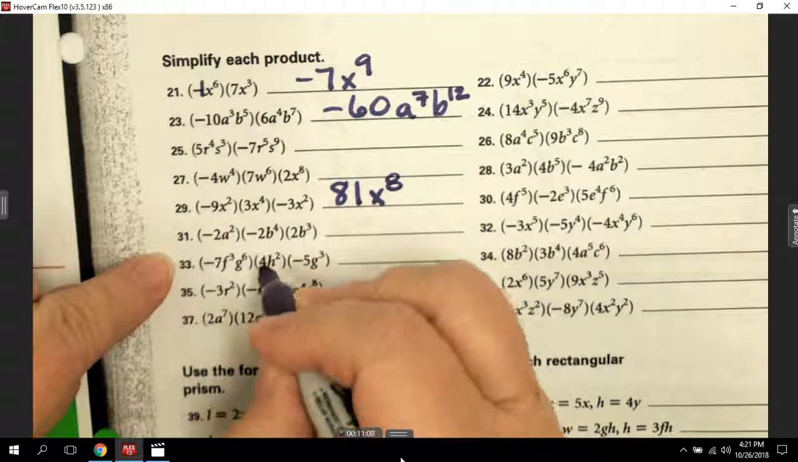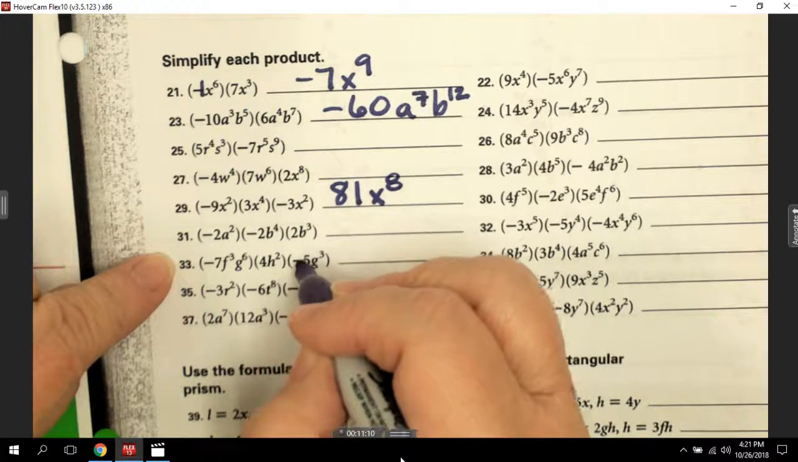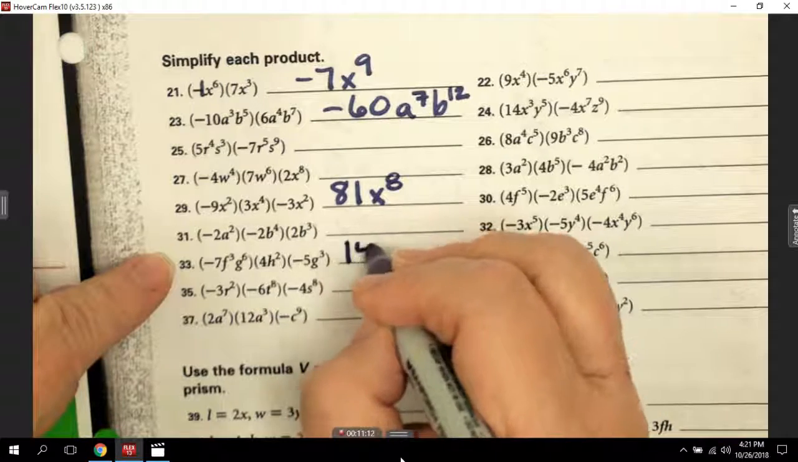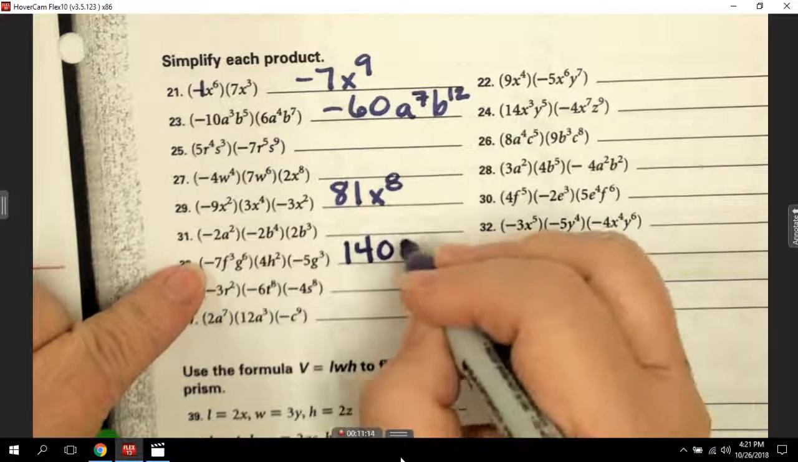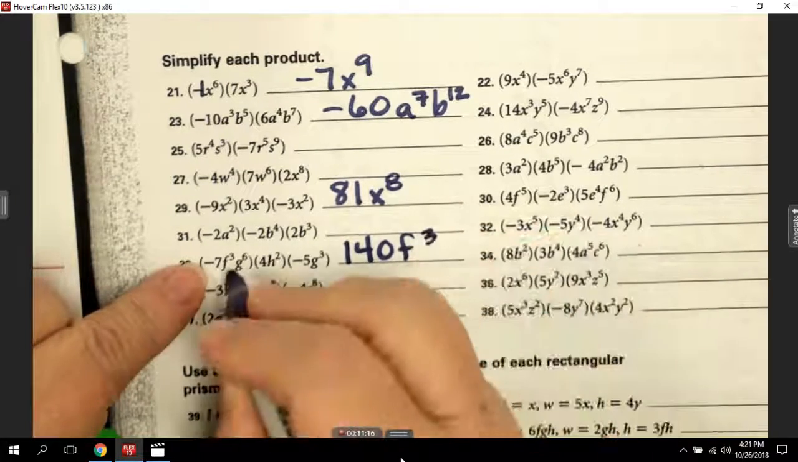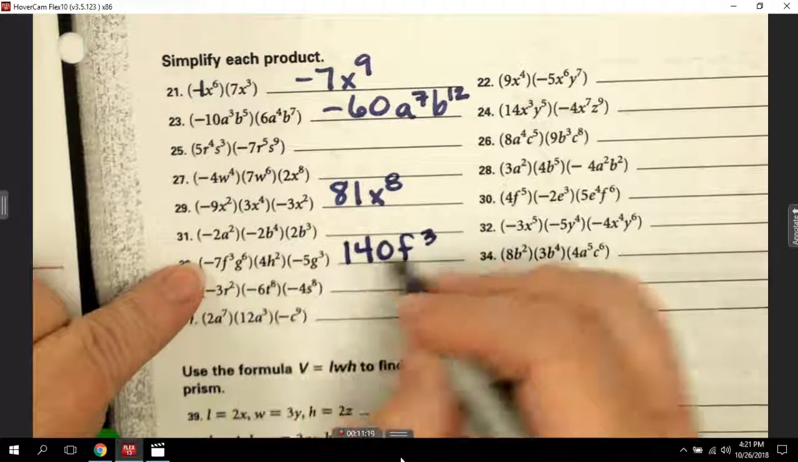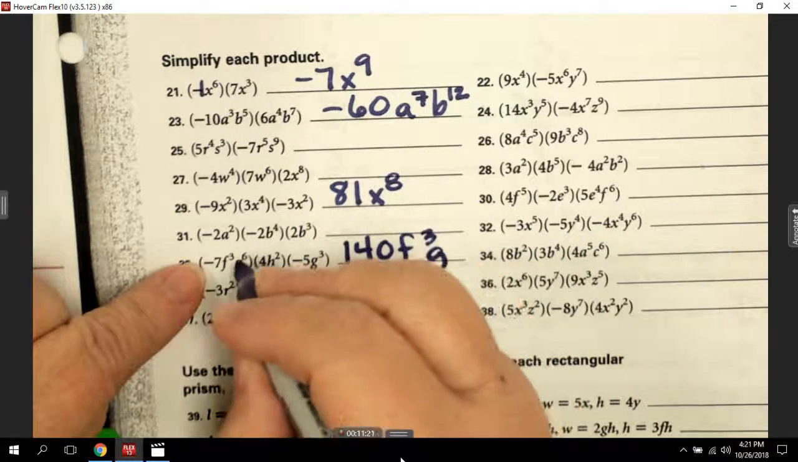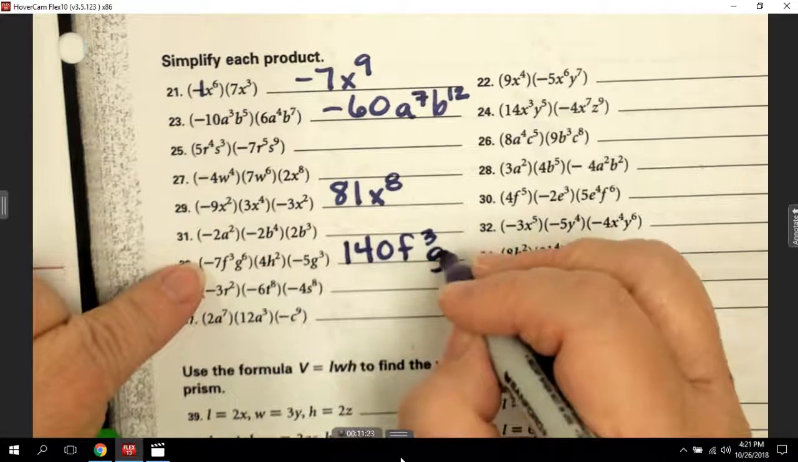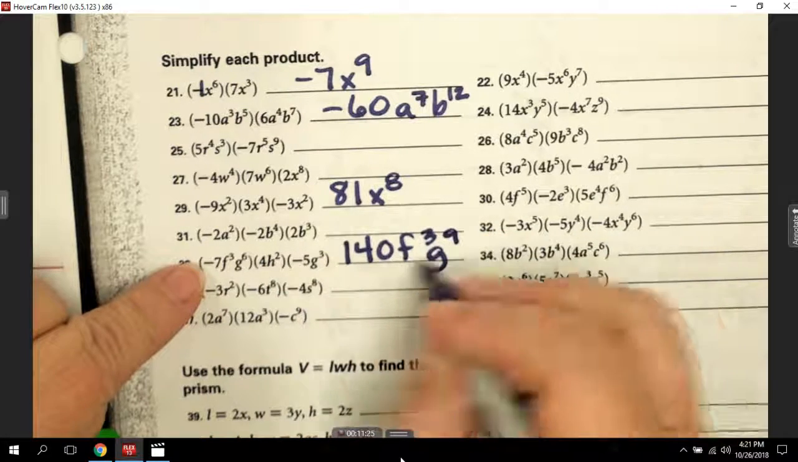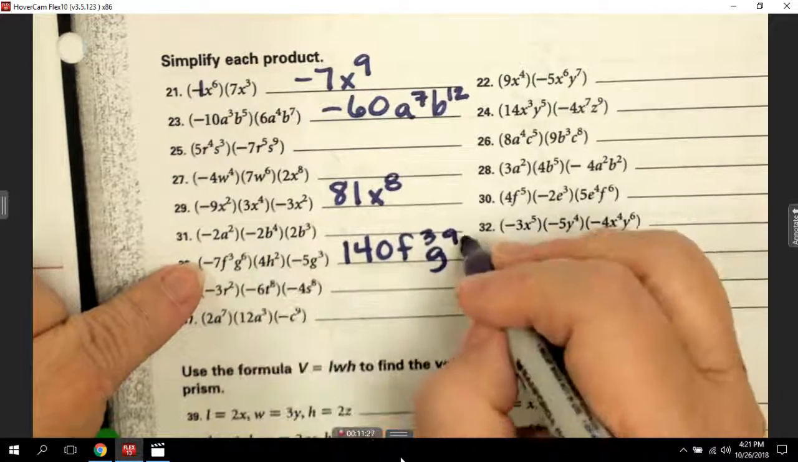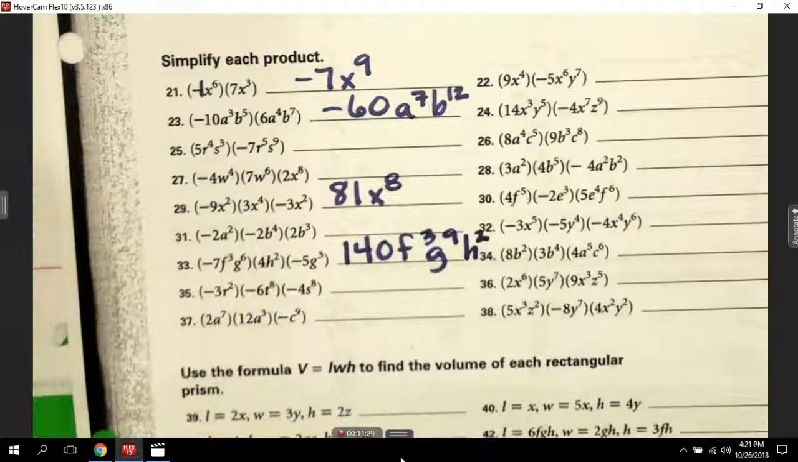Negative 7 times 4 times negative 5 is going to be positive 140. F to the 3rd power. G, here we have g to the 6th times g to the 3rd is going to be g to the 9th. And we do have a different variable h, and that's going to be h to the 2nd.